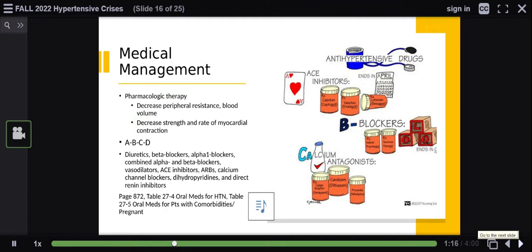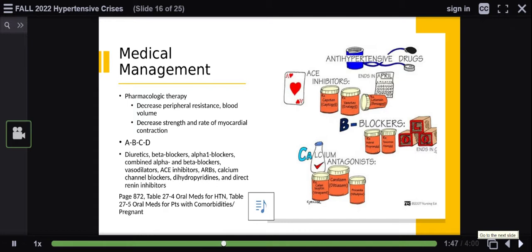Just a recap: when you think about ACE inhibitors, think about the word PRIL. That's why in this picture it says it ends in PRIL. So these are your A PRIL meds: captopril, enalapril or Vasotec, and benazepril or Lotensin, and there's more to that. We'll talk about the beta blockers in the next few slides, but I'm sure everybody knows what beta blockers are. They end in OLOL: propranolol, atenolol, nadolol, and so on and so forth.